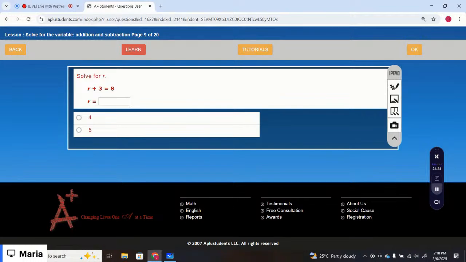Solve for r. r plus 3 equals 8. That is 5. Option number 2 is the correct option.